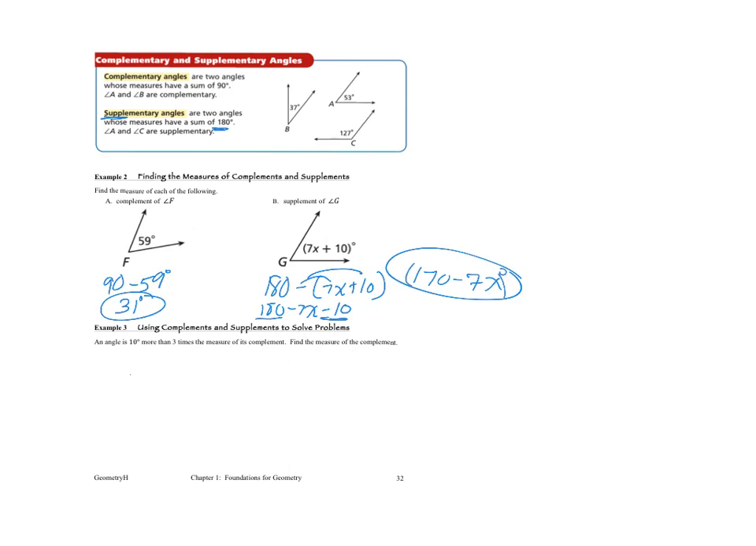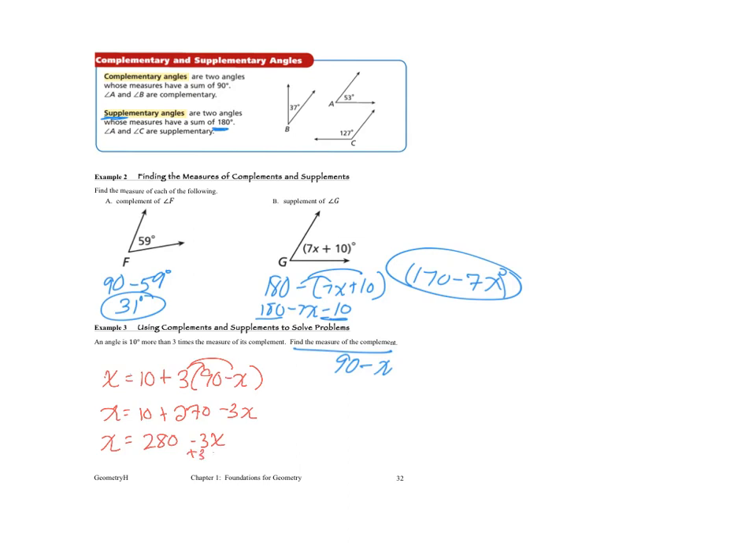Okay, in example 3, an angle is 10 more than 3 times the measure of its complement. Find the measure of the complement. Well, remember, a complement is always going to be 90 minus what we don't know, x. So an angle is 10 more than 3 times the measure of its complement. So we start with distributive property. x is 10 plus 270 minus 3x, combine like terms. So x equals 280 minus 3x.